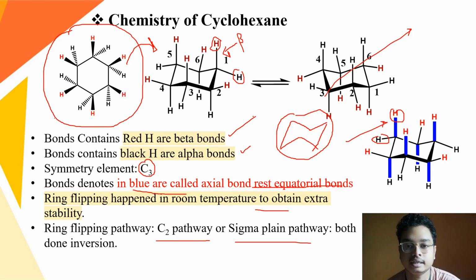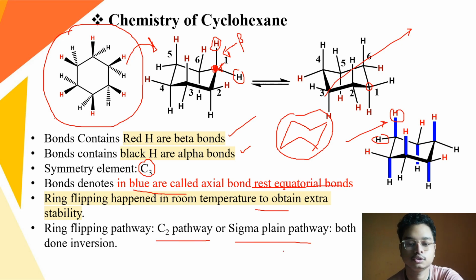And an interesting detail that will be observed: before ring flipping, this particular carbon is your first carbon, but after ring flipping, you can see that this particular carbon is now present in the adjacent position. So when we flip the ring, the carbon center position is shifted to the adjacent position. Okay, so this is the attention to detail you have to check here.